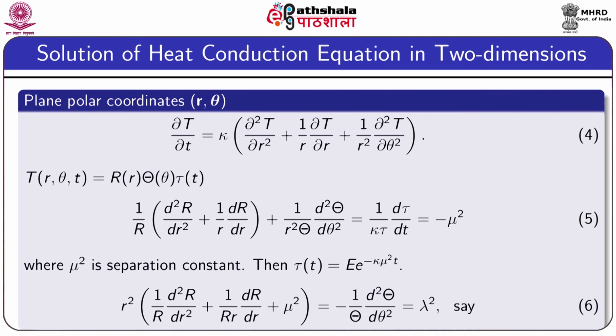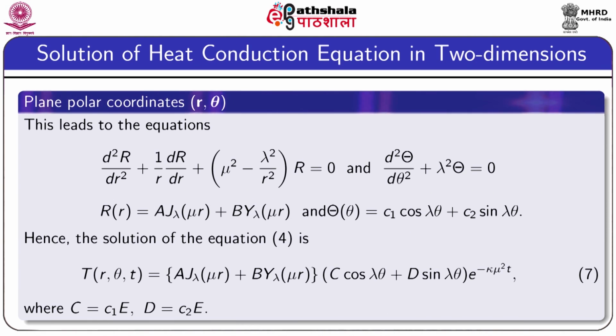Now, it remains to separate the variables, the functions capital R and capital theta. In the next step, in equation 6, we have separated the functions capital R and capital theta, and we assume the separation constant as lambda square. If we equate it with the theta equation and capital R equation, we obtain two equations which are written in this slide. And the theta equation is very easy to solve.